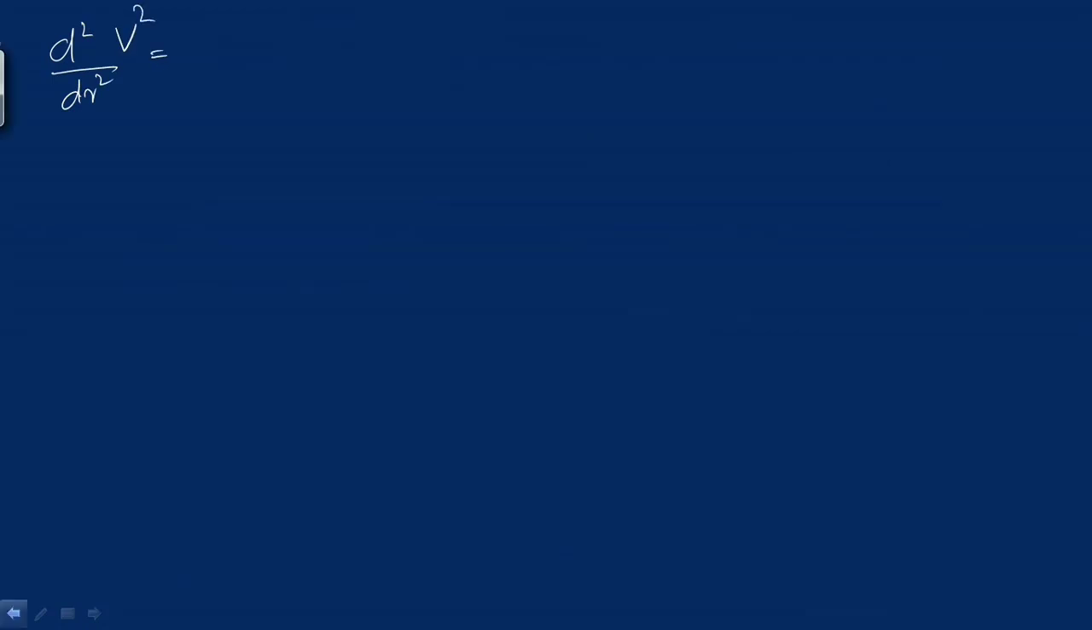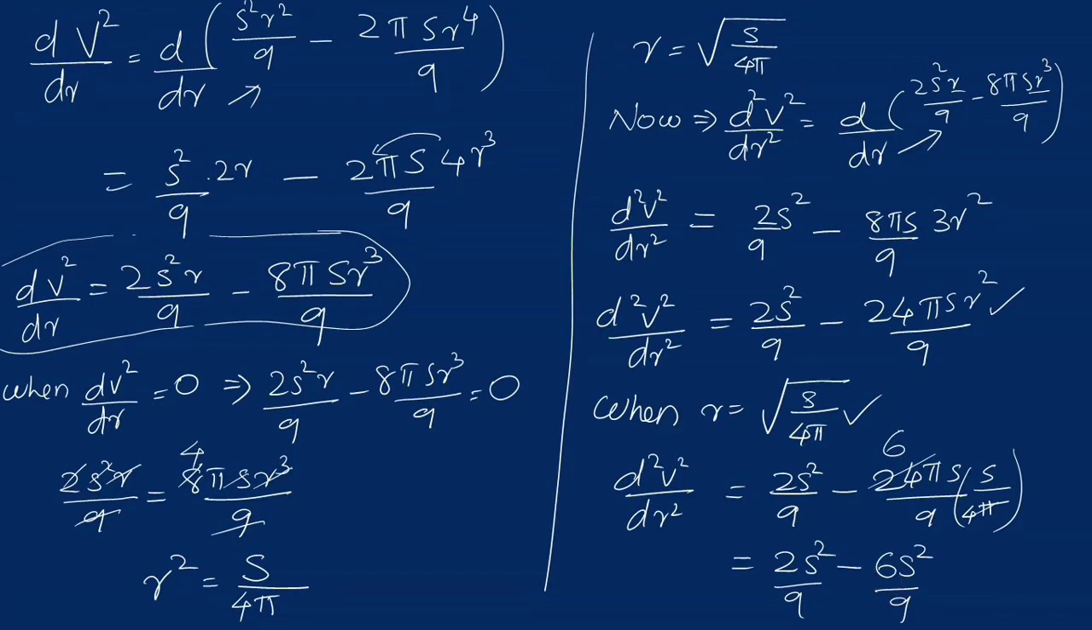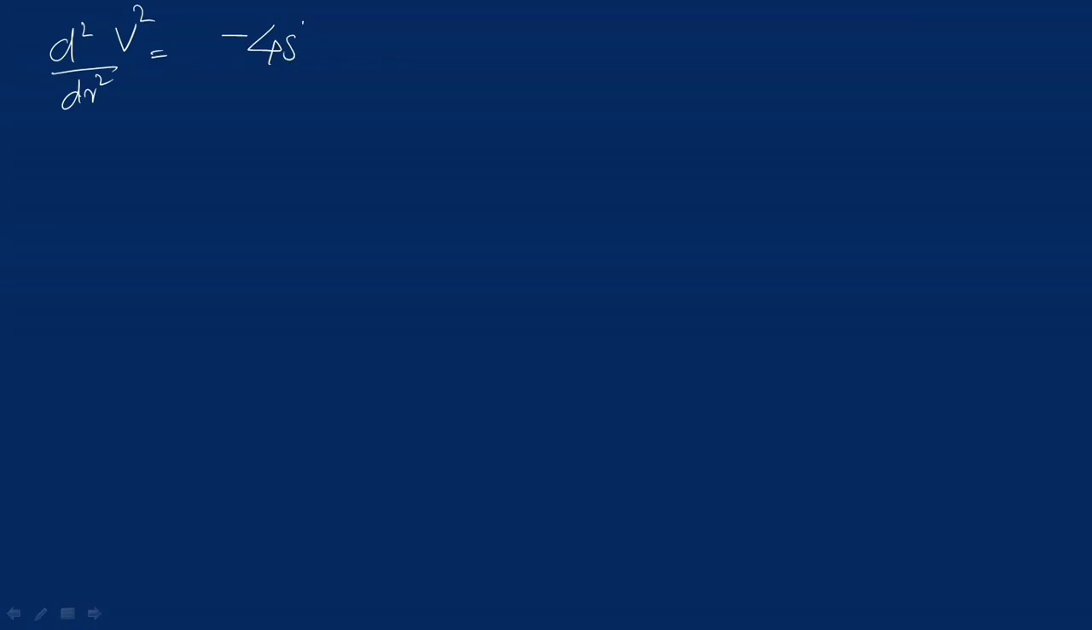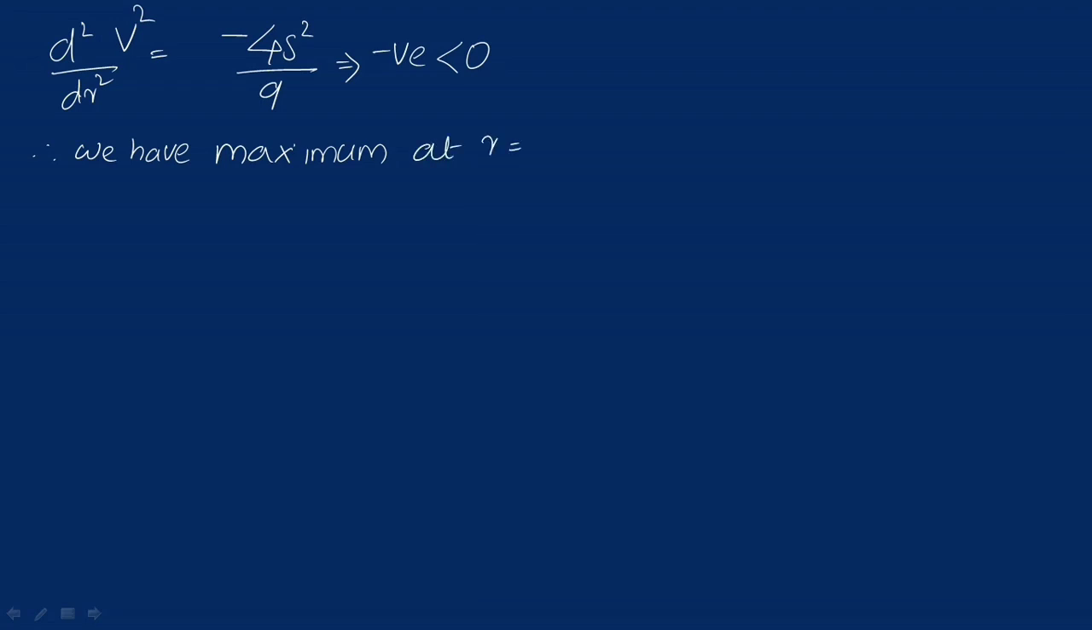So we have d square V square by dr square is equal to 2S square minus 6S square, that is minus 4S square by 9. 9 is the common denominator. So minus 4S square by 9, that is a negative quantity which is less than 0. So we have maximum here. So we have got maximum here at r is equal to root of S by 4 pi.